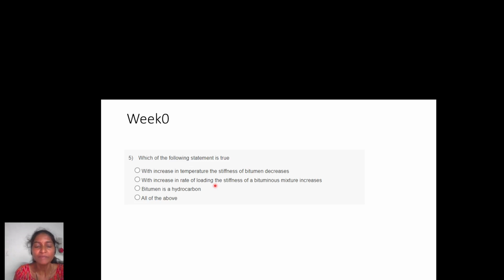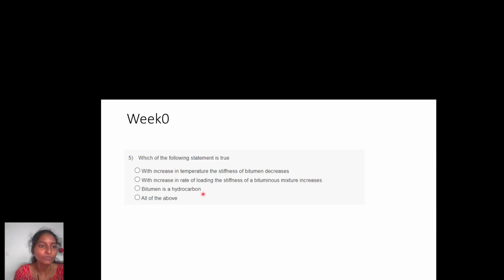In those times, the bitumen behaves as a very stiff material or elastic material. For example, if there is a standing vehicle, if you take the parking space, the vehicle will be standing at a particular place. So on the pavement, if you keep the vehicle for 1 hour, the amount of load transfer would be more, the amount of deflection would be more. In those cases, you can say that the stiffness would be reduced. But here, with increase in rate of loading, the stiffness of the bituminous mixture increases.